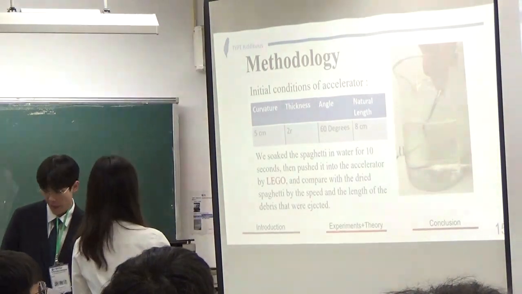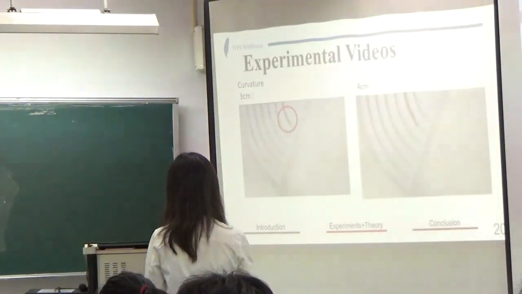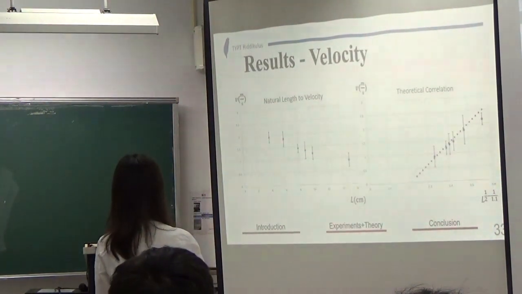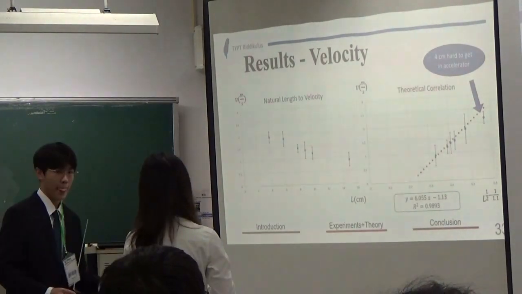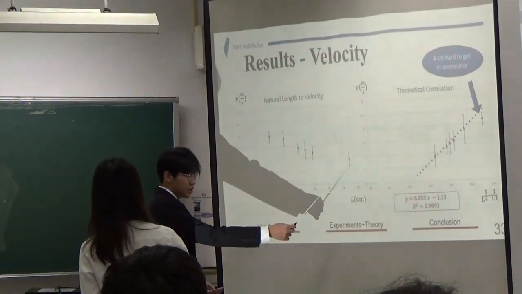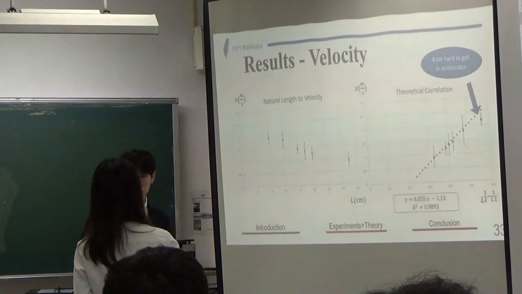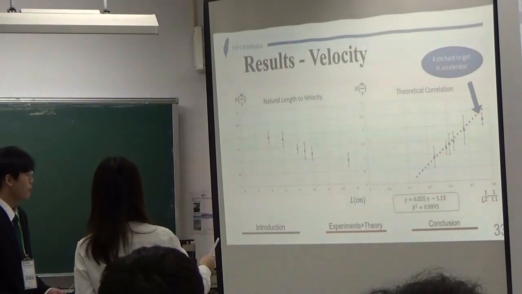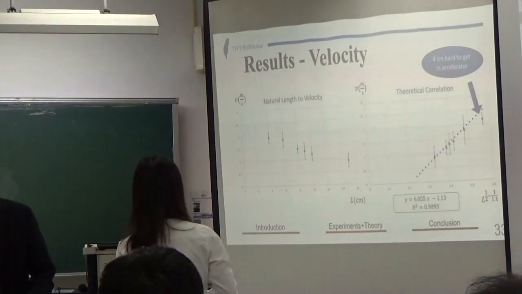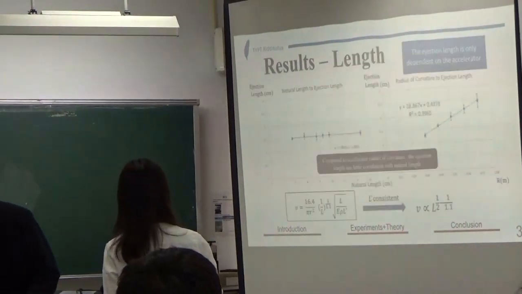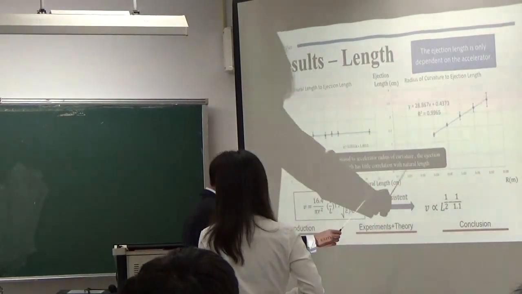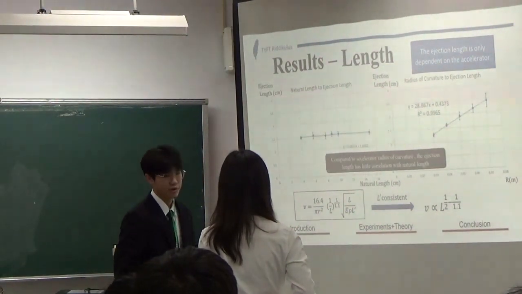And can you turn to page 33? What's the length? Length. Yeah. Oh, it's natural. So the conclusion is that as the natural length increases, the velocity will decrease. And this is because the airplane is consistent. So as the natural length decreases, the velocity will increase.